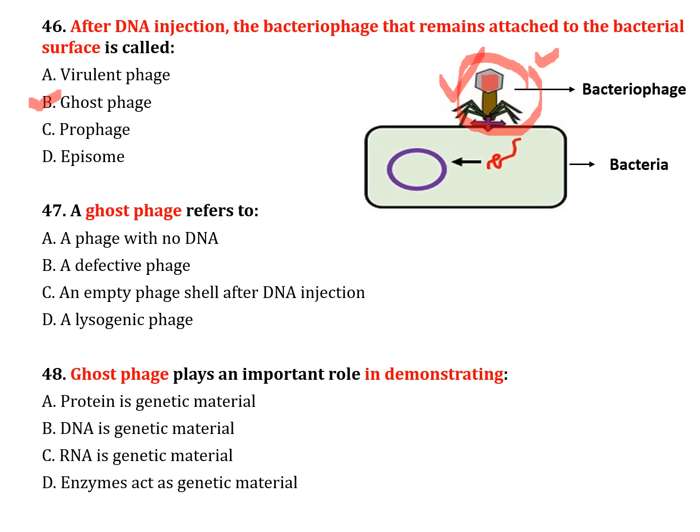The next question, number 47. A ghost phage refers to option A, phage with no DNA, option B, a defective phage, option C, an empty phage cell after DNA injection, option D, a lysogenic phage. Correct answer is option C, an empty phage cell after DNA injection. The next question, number 48. Ghost phage plays an important role in demonstrating option A, protein is genetic material, option B, DNA is genetic material, option C, RNA is genetic material, option D, enzyme acts as a genetic material. Correct answer is option B, DNA is genetic material.